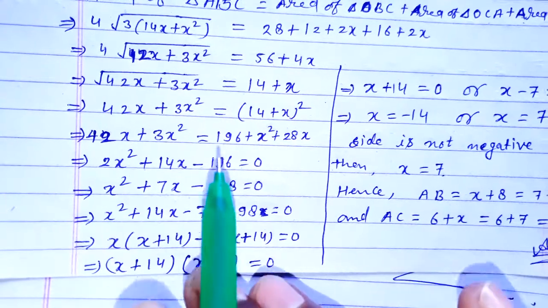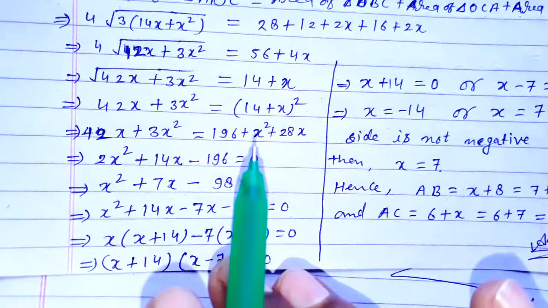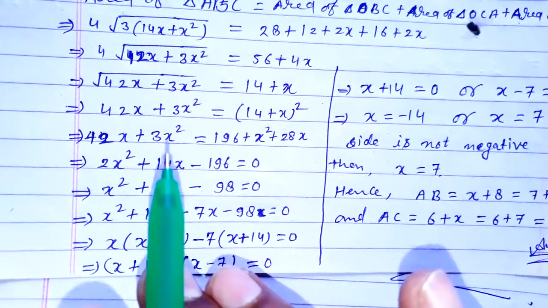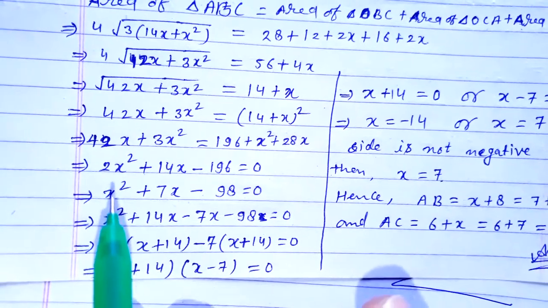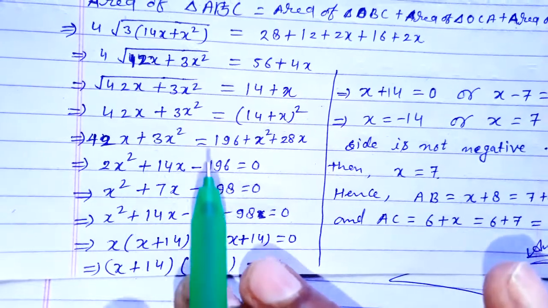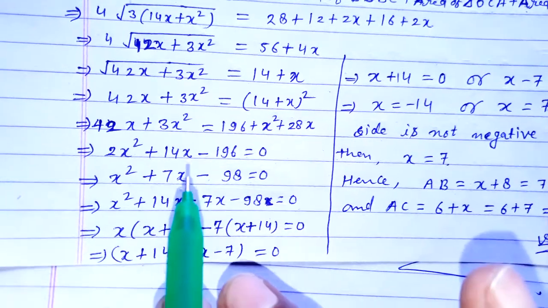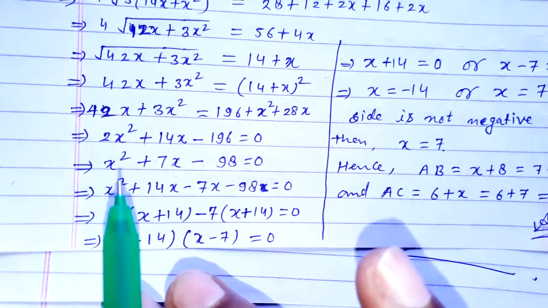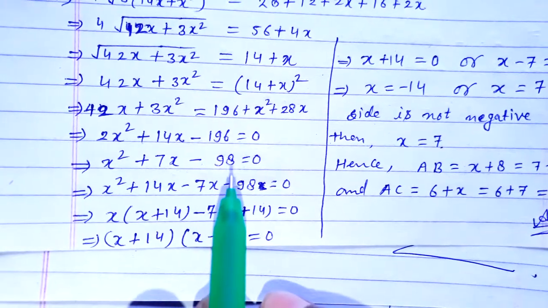So transfer this value here completely. So 3x square minus x, this is 2x square, and 42x minus 28 is 14x minus 196, divided by 2. So this is x square plus 7x minus 98.